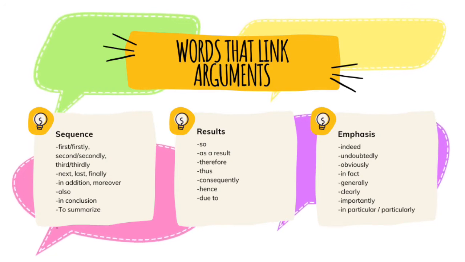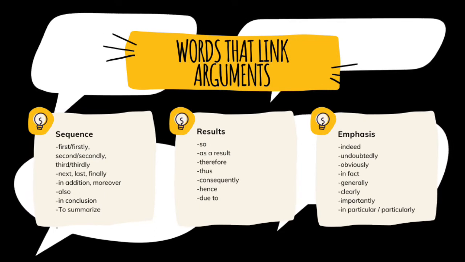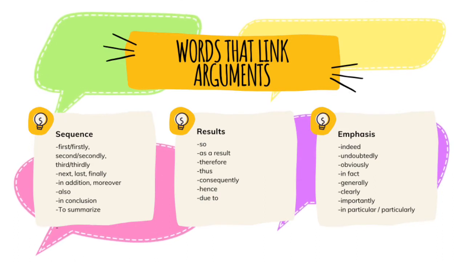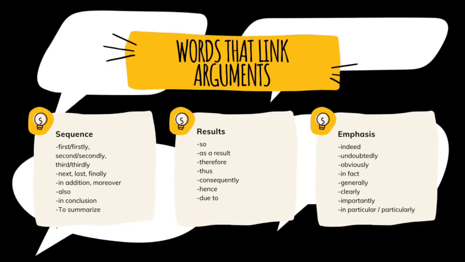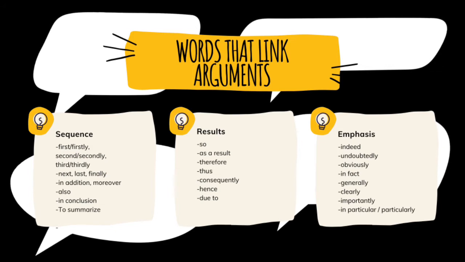Okay, these are the words that you can use to link your arguments. If you want to make a sequence, you can use first, second, next, after that, and then. If you want to state the result, you can say so or thus or consequently, due to or hence. And if you want to emphasize some points in your arguments, you can use the words indeed, obviously, in fact, generally, importantly, or in particular, or particularly. Those words you can use to give an emphasis.